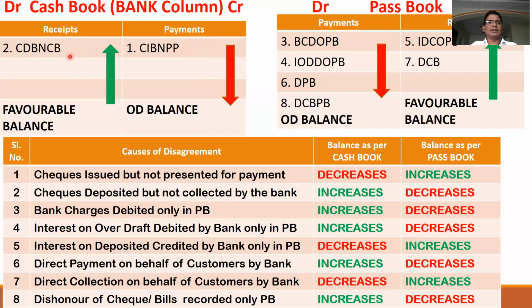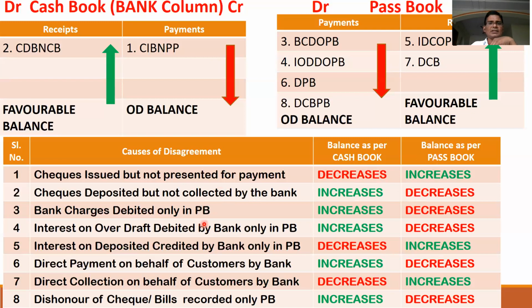Checks deposited, it's a receipt. We received a check as a receipt, we recorded it on the debit side, and the cash book balance increases. So for checks issued but not presented for payment, the cash book balance decreases. Checks deposited but not collected, the cash book balance increases. This is vice versa, this is opposite. So when the cash book balance increases, the pass book balance decreases. When the cash book balance decreases, the pass book balance increases.